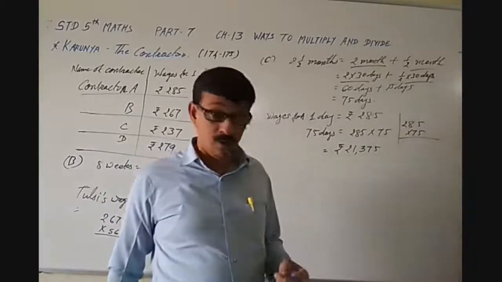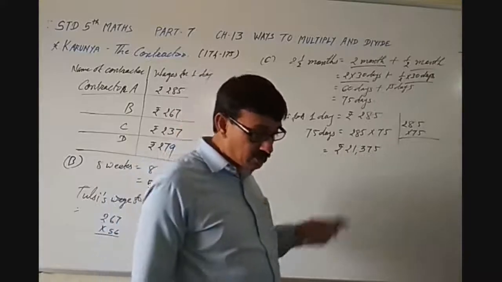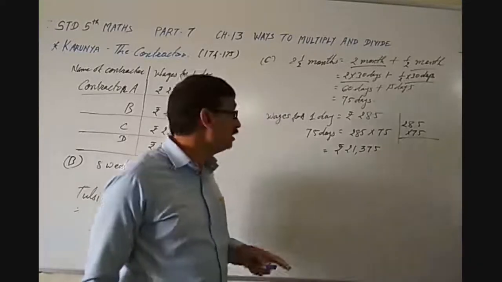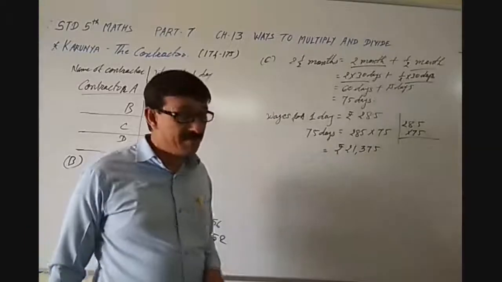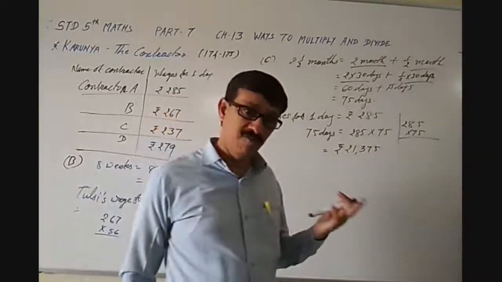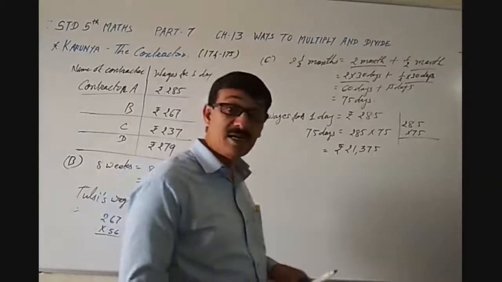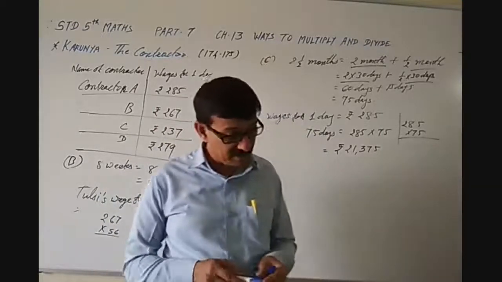21,375. So you should answer like this. Thus Tulsi's husband will earn rupees 21,375 for working for 2.5 months.